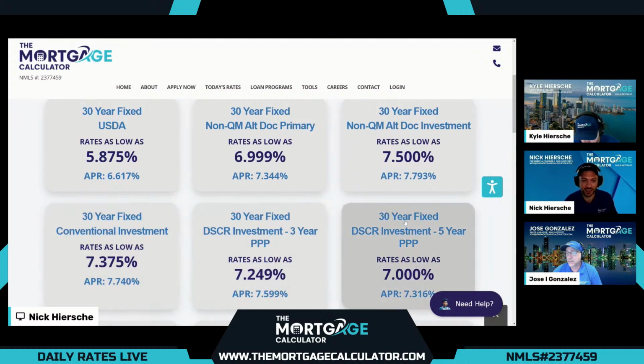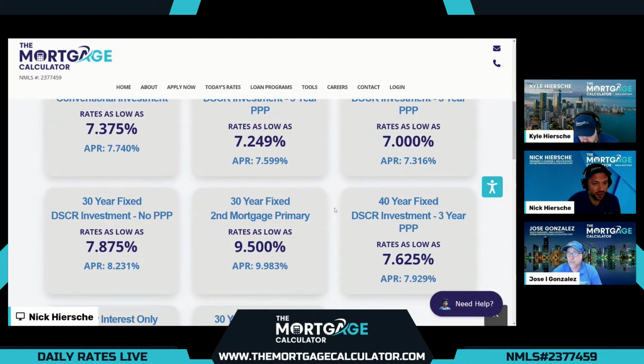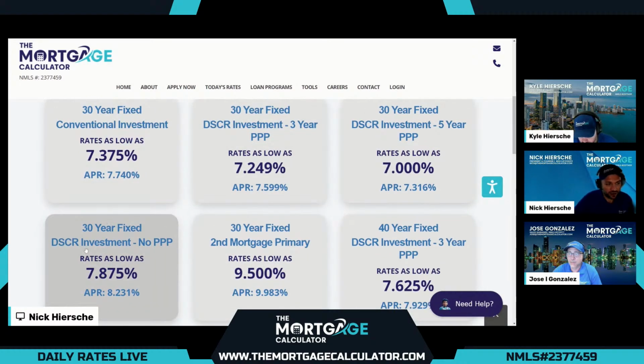Typically, our investors will take DSCR options even when they're much higher than conventional, but with rates today, they're even lower, which is amazing. And our next couple options here are DSCR options with no prepayment penalty. Some investors don't want a prepayment penalty, no problem. Some states don't allow it also. Rates come in as low as 7.875%, final APR 8.231. So notice that's a little bit higher than our conventional option. So definitely recommend our investors interested in getting the best options add a prepayment penalty to sweeten the deal here.